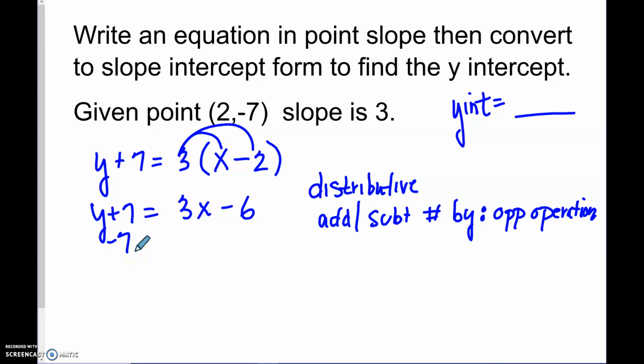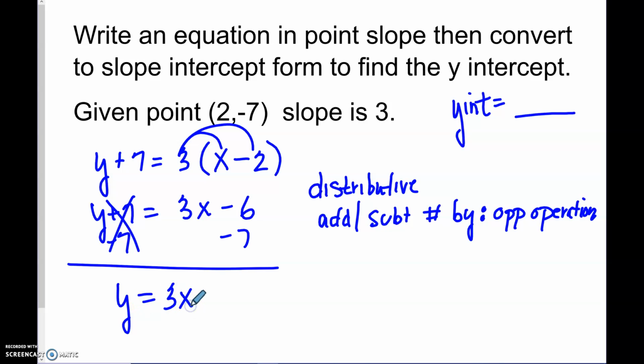We're going to subtract 7. Now make sure you put it under its like term. So am I going to write it underneath the 3x or the number negative 6? I'm going to subtract 7. So here these are going to cancel out. So I have y equals 3x. And negative 6 minus 7 is a negative 13.